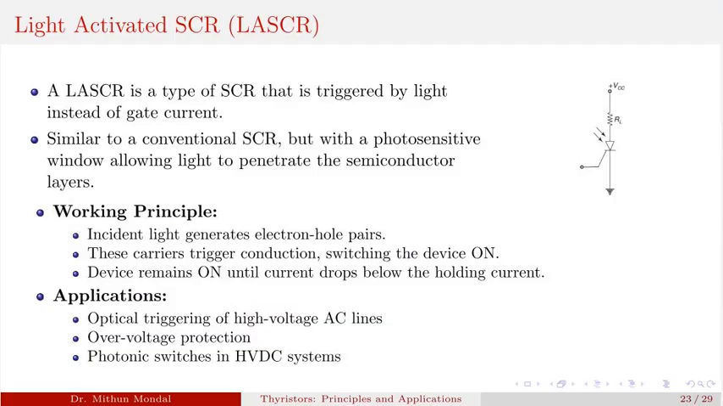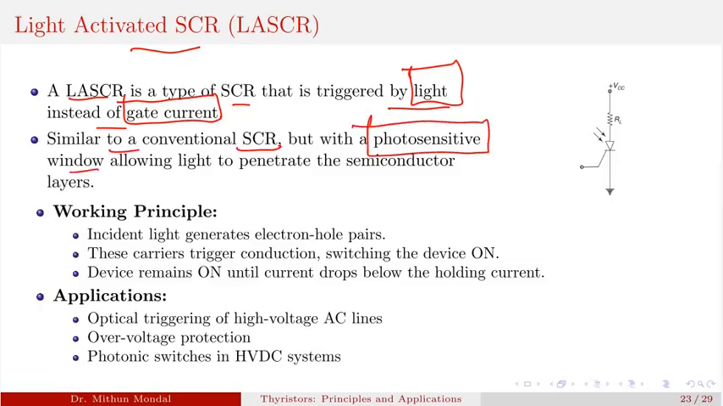One more family we will discuss on SCR, although there are many families of SCR, which is the light activated SCR. So light activated SCR is that type of SCR that is triggered by light instead of gate current. So we do not require the gate current, but we require the light. And it is similar to the conventional SCR, but with a photosensitive window allowing light to penetrate the semiconductor layers. So here you can see that light is used on the SCR to trigger it on, and there is no gate here. So it is known as the light activated SCR.